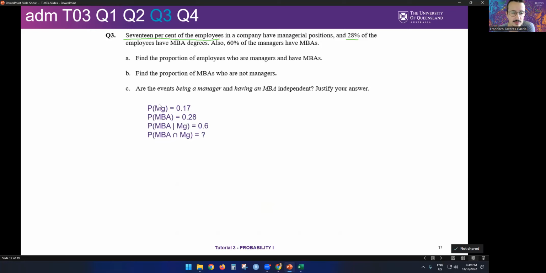Probability of being a manager, now with a little bit of notation, 0.17. Probability of having an MBA, 0.28. Look at how this information is done here. Probability of having an MBA given you are a manager. And why are we doing it this way? Given you are a manager, how to interpret? It means we're only talking about managers. We already know this employee we're talking about is a manager. So 60% of the managers have MBAs. Of all the managers, which is given, we're not talking about non-managers, 60% have an MBA. So the probability of having an MBA, if you are a manager, is 0.6.